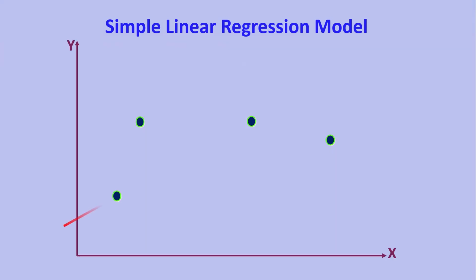Now let me consider this. Suppose this is the best line for this data set. That means this is the regression line. There are 2 points on the line and other 2 points are out of the line. There are vertical distances between these 2 points and the line. So these vertical distances are called errors. But the points that are on the line have no errors because they are on the line.